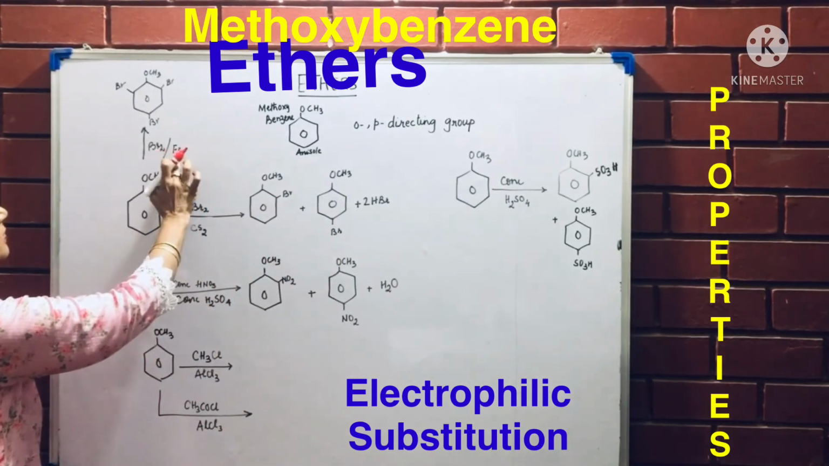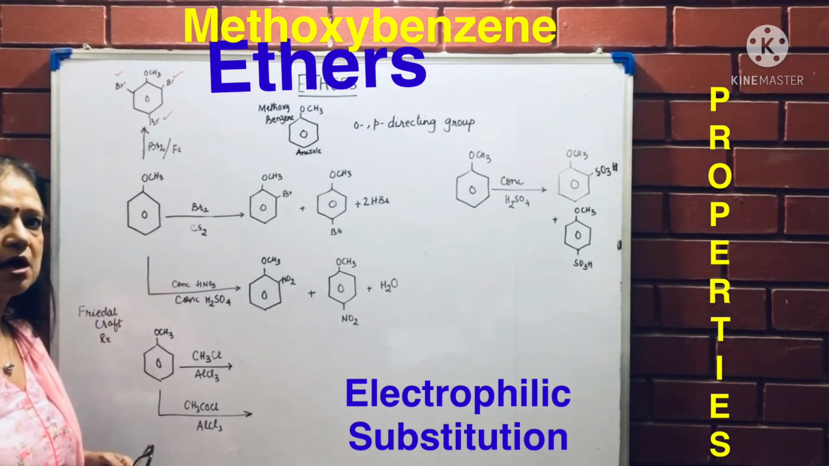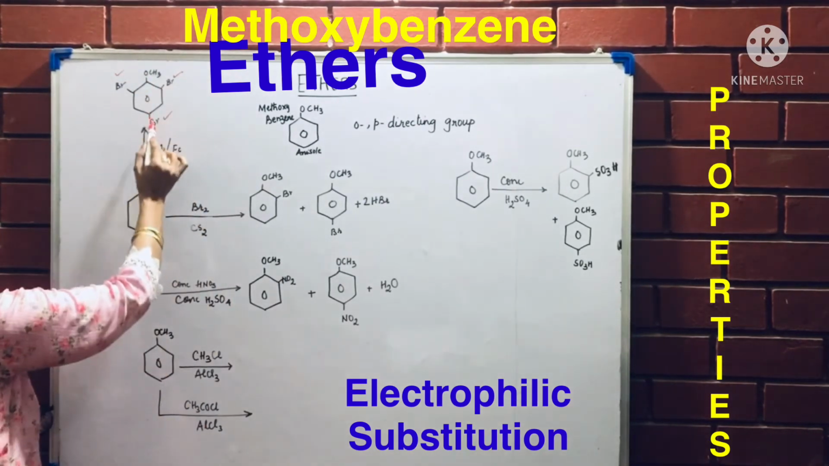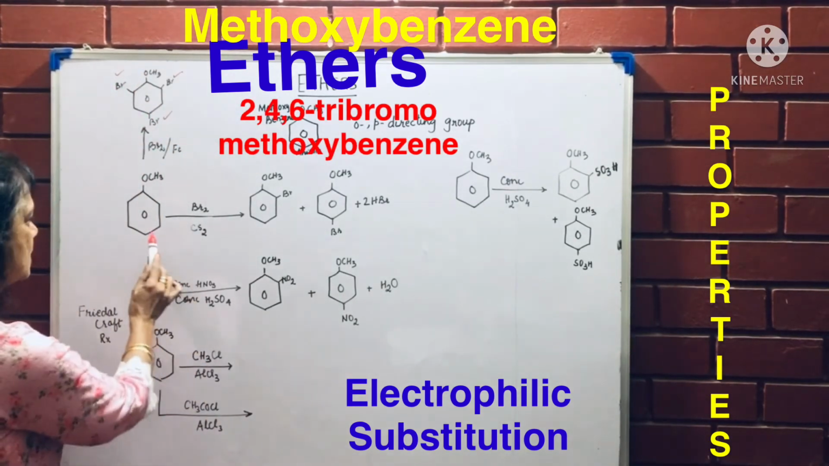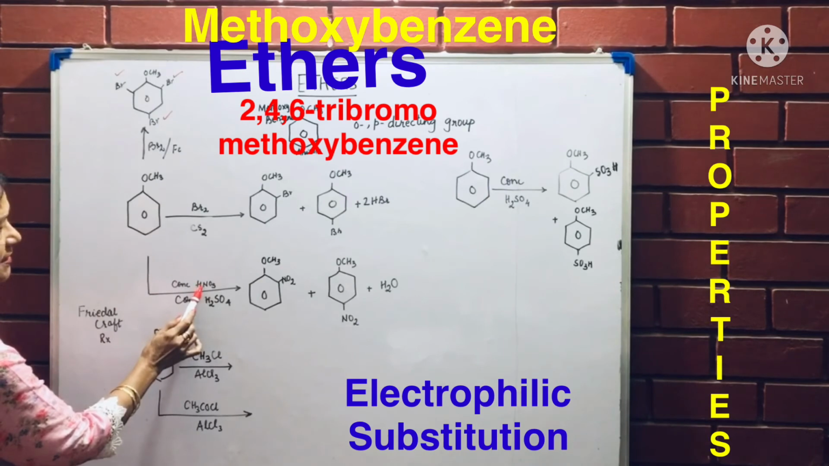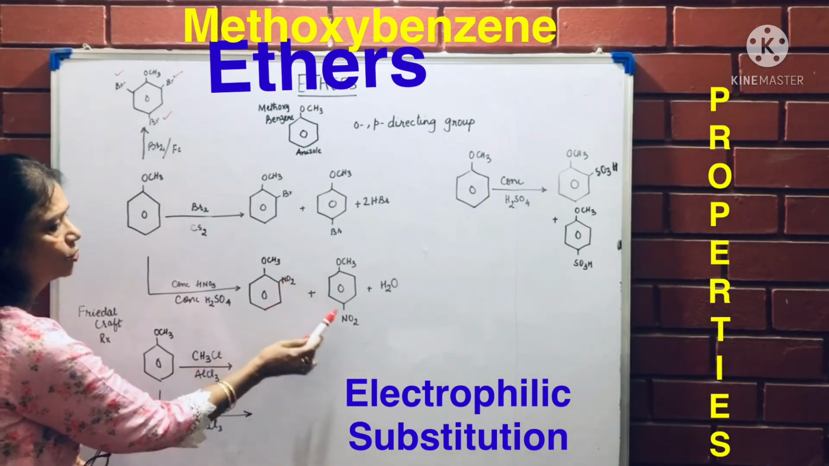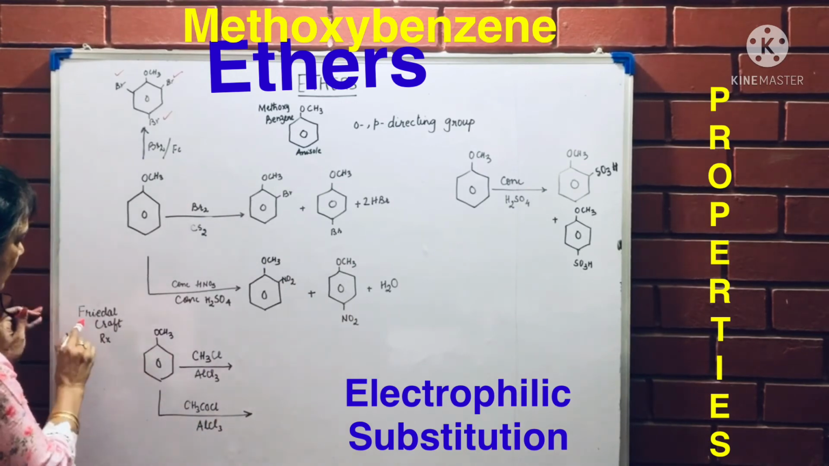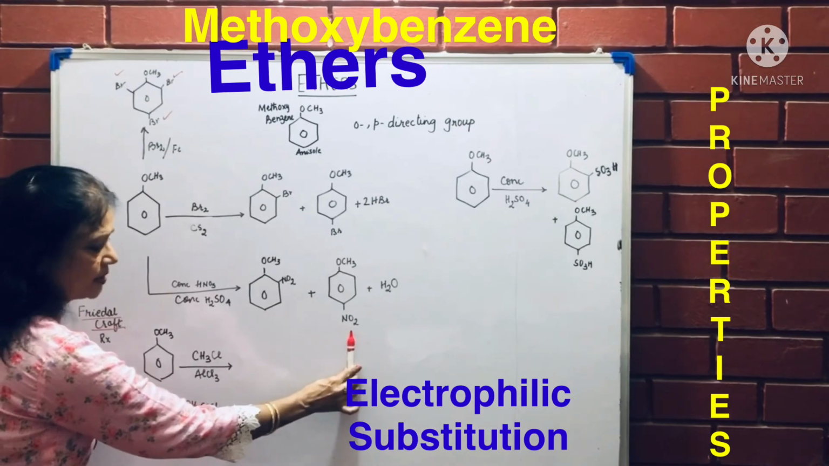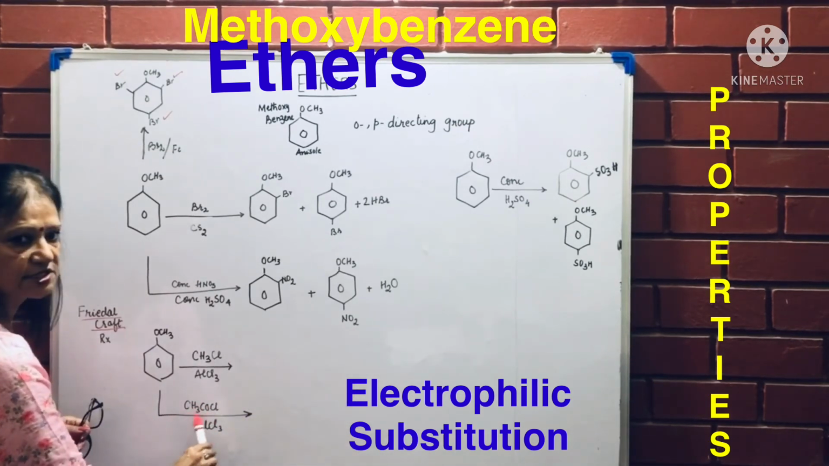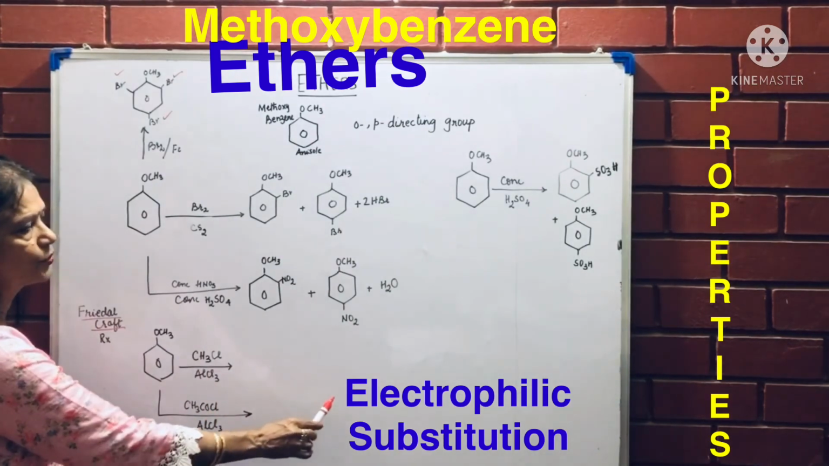If I use bromine in the presence of iron, then all ortho and para positions are occupied. So 2,4,6-tribromo methoxybenzene. Similarly, nitration takes place in the presence of H2SO4 and HNO3. So one ortho product, one para product. Friedel-Crafts reaction is similar to what you have already done. Make one ortho product, one para. This is also CH3COCl, so attach COCH3 and one ortho, one para.